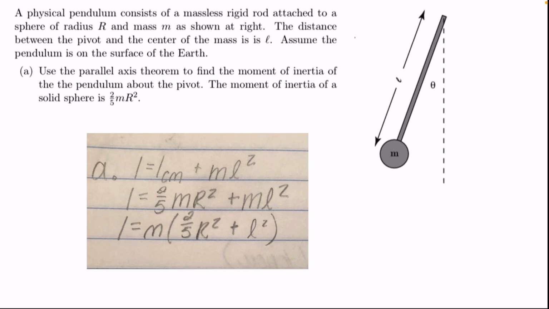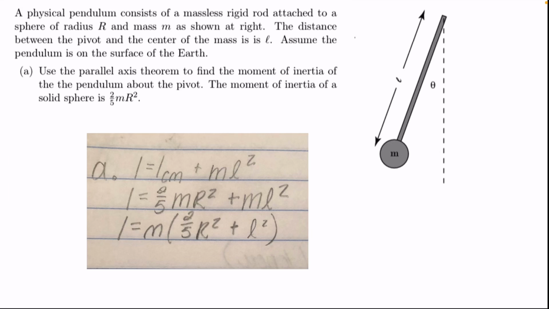Part A is just asking us to use the parallel axis theorem to find the moment of inertia. And so that's pretty simple. We can use the fact that the parallel axis theorem gives us that I equals I center of mass plus ml squared. And in this case, since the rod is massless, we can just see the sphere at the end of the rod as being the center of mass and find the inertia of that, which the problem gives us, is 2/5 mr squared. And then we also have to add that to ml squared.